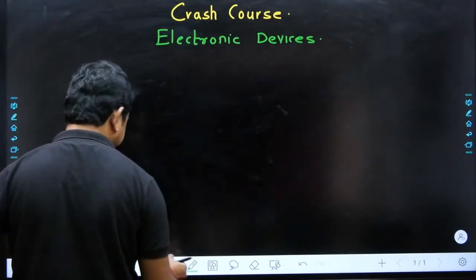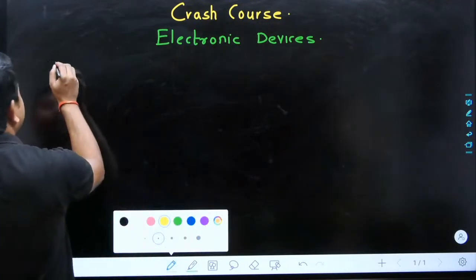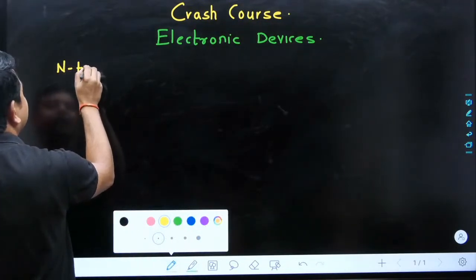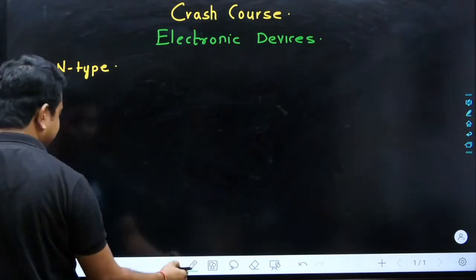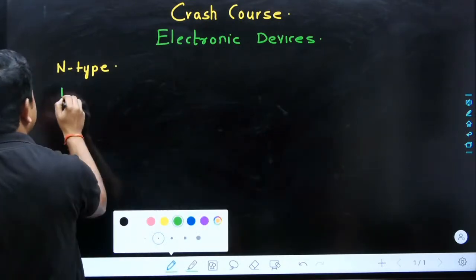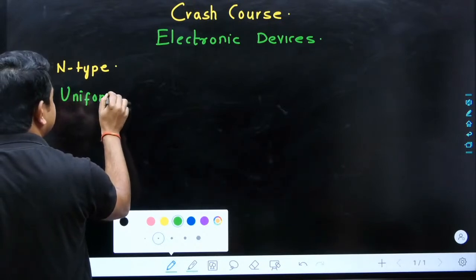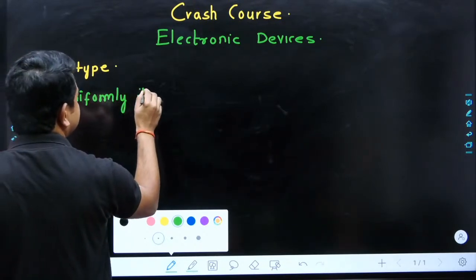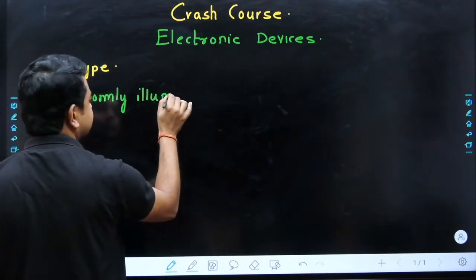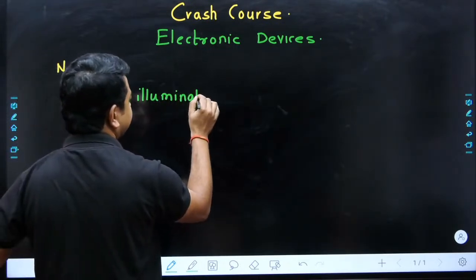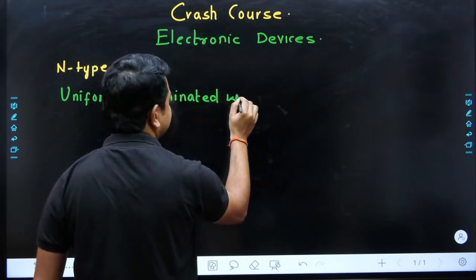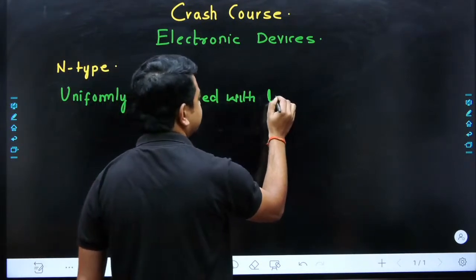So, I just write we are having an n-type semiconductor and this n-type semiconductor is uniformly illuminated with light source.